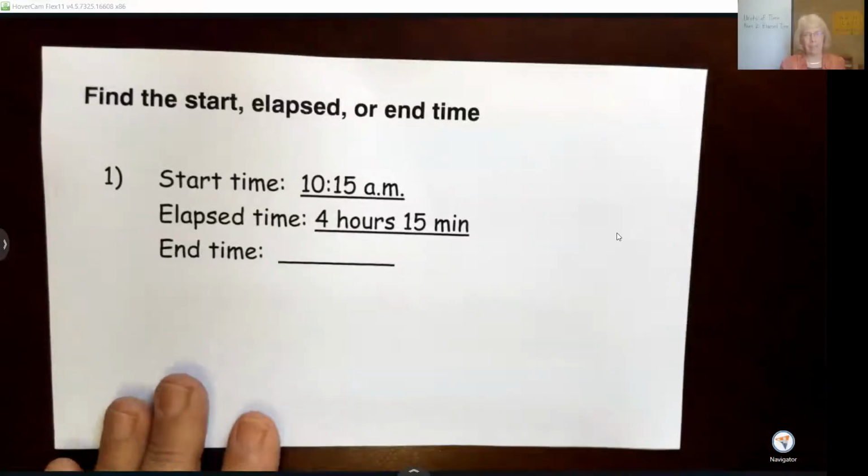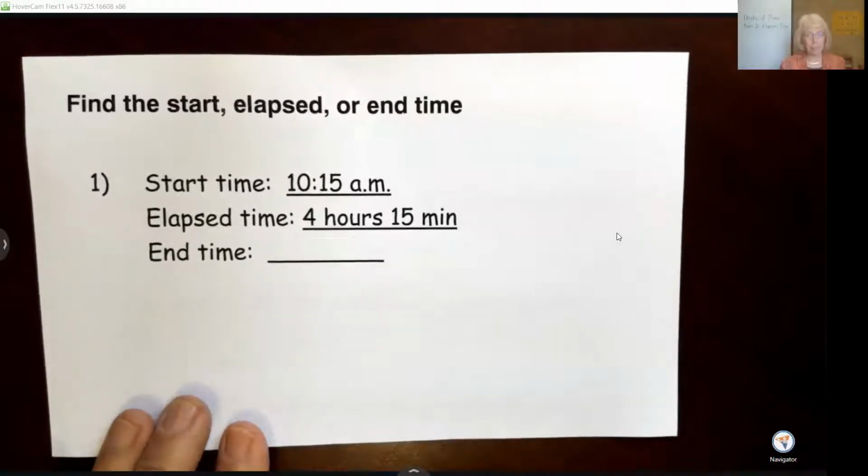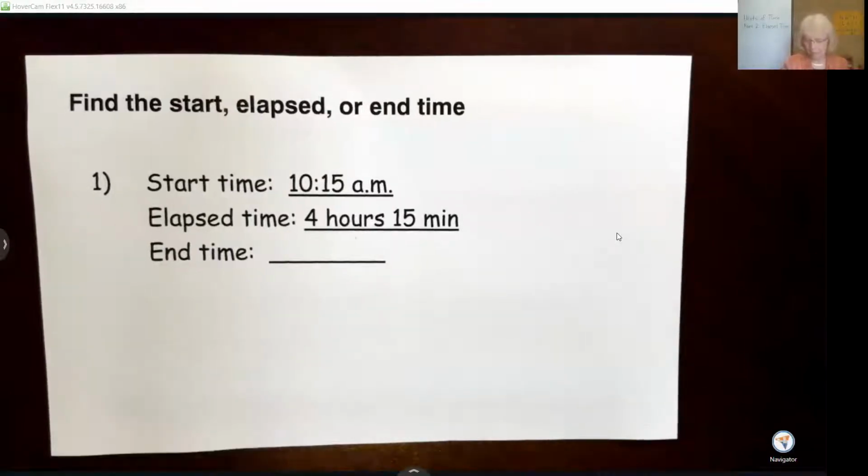And this one is about elapsed time. Elapsed time can be challenging, so I hope you can persevere and hang in there with me. We're going to go through two examples, and then I'm going to give you two sample problems to do on your own.